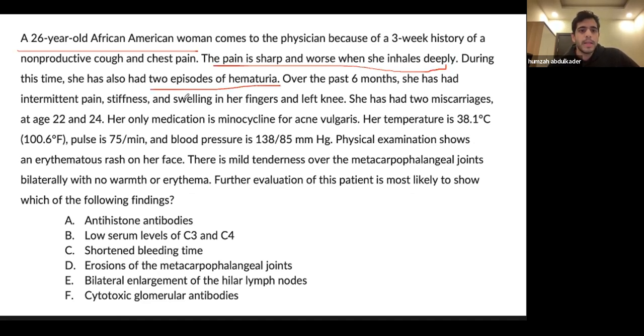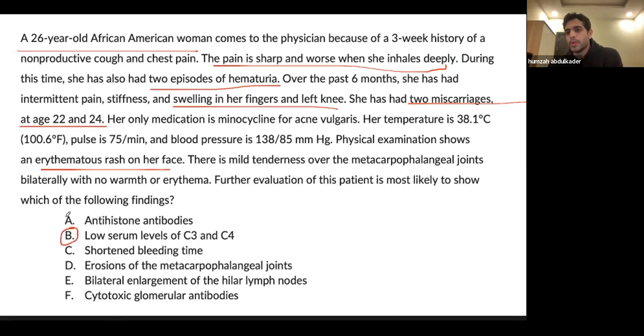It says intermittent pain, stiffness, swelling over fingers. This is arthritis. 2 miscarriages, right? Recurrent miscarriages. What is that associated with? Antiphospholipid syndrome. Yeah. And then it also says erythematous face rash, right? Now, all of this tells you it is SLE. Now, of the ones here, the one that is associated with SLE would be B.